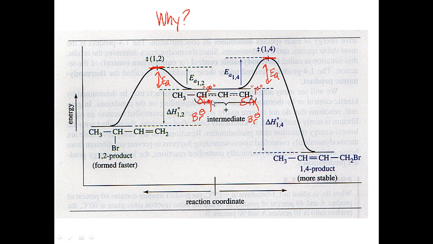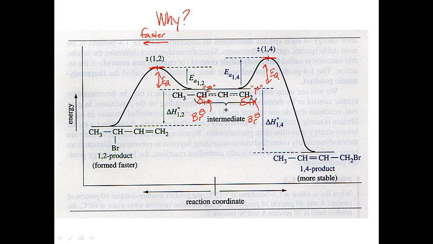So if I ask the simple question, okay, I'm starting at this resonance hybrid, which product is going to form faster? You would say the 1,2 product is going to form faster. Why? Because it's got a lower activation energy. Arrhenius' equation says it will form faster. So this explains why we form the 1,2 product faster than the 1,4. It's simply that the activation energy is smaller for adding the bromine to the secondary carbocation.